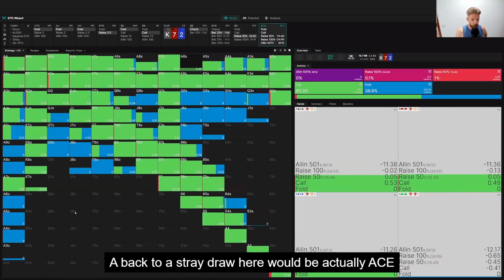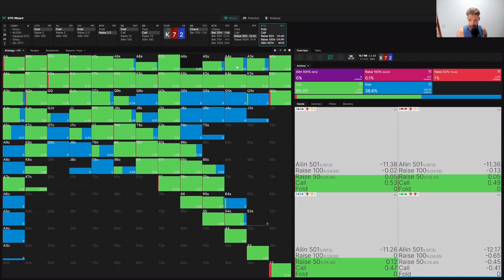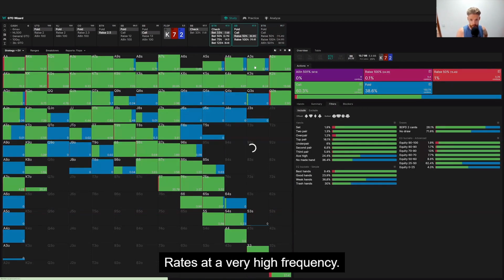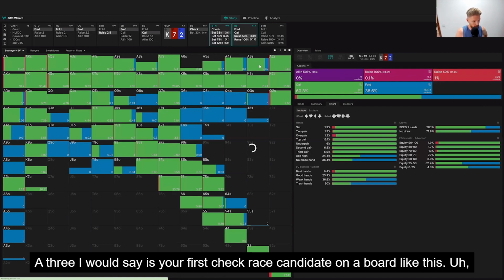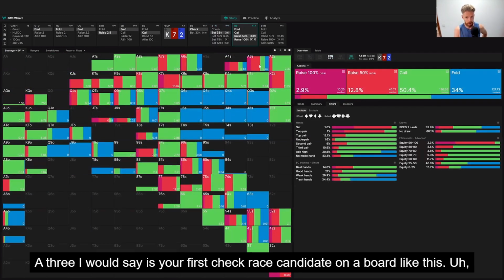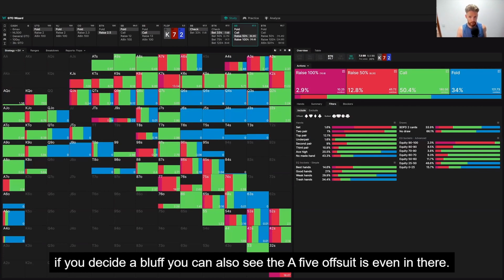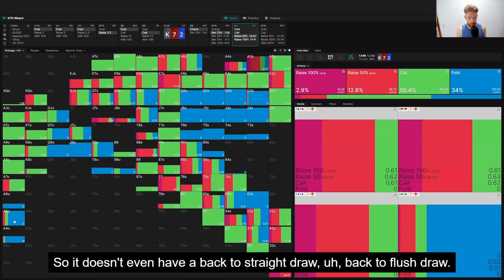A backdoor straight draw here would actually be ace-5. As you can see here, the ace-3, the ace-4, they get check raised at a very high frequency. These would probably be your first check raising candidates. Ace-3, I would say, is your first check raise candidate on a board like this. If you decide to bluff, you can also see the ace-5 offsuit is even in there. So it doesn't even have a backdoor straight draw or backdoor flush draw.